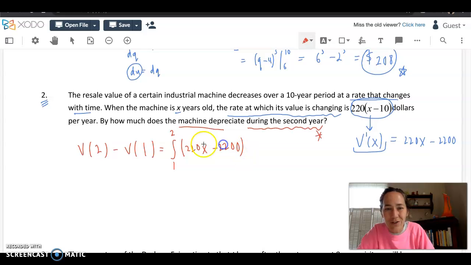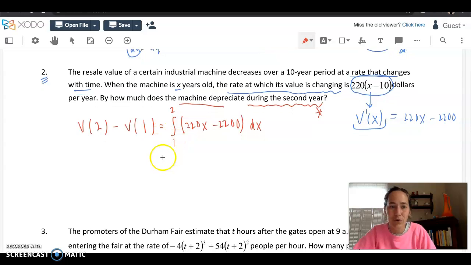And this is where I thought you could pretty much take it from here. This is an integral with respect to x. Feel free to pause, finish the problem on your own. We could probably clean this up real quick. We want to integrate, right? No use substitution required this time. Integral of 220x, so 110x squared, minus integral of 2200, so 2200x, evaluated from 1 to 2. There's no tricks about it.